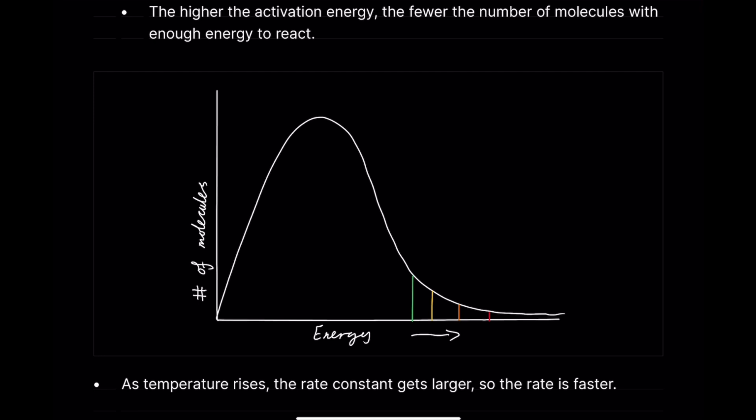But if we had a higher activation energy, and I move the line here, anything to the left of it means we have particles that don't have enough energy to successfully collide and react. It's only from the yellow line now. So we've reduced the number of particles that have energy greater than the activation energy to successfully collide and react, which means our rate of reaction is slower, because there are fewer particles with that energy.